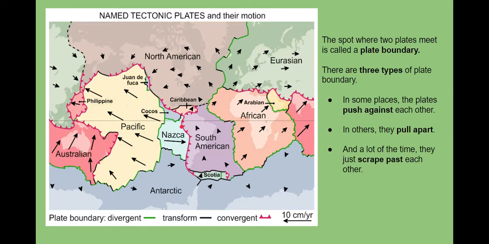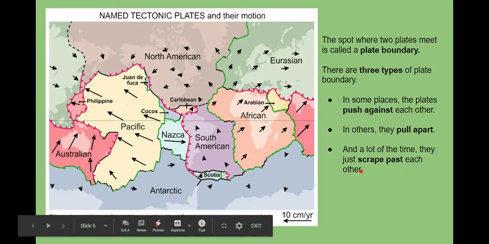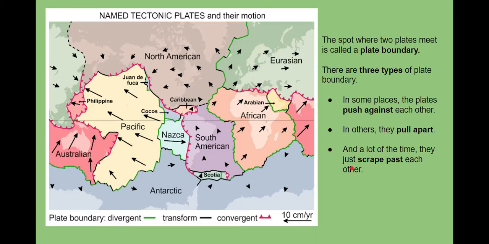Now, the third type of plate boundary, you don't see very many of these on this map because they're so common. A lot of times plates are just scraping past each other. They're not really going in different directions. They're not pushing together, they're not splitting apart. They're just kind of passing each other. Let's take a closer look at that.